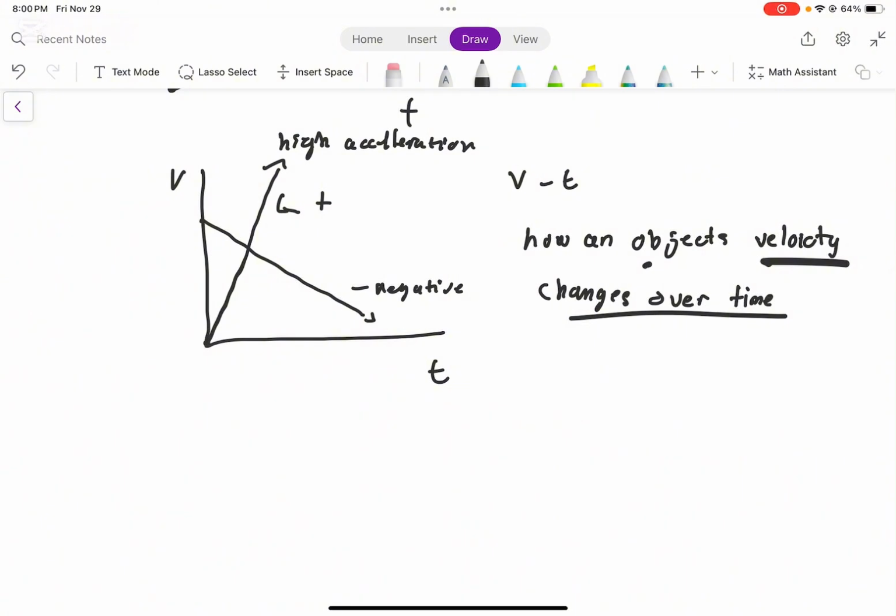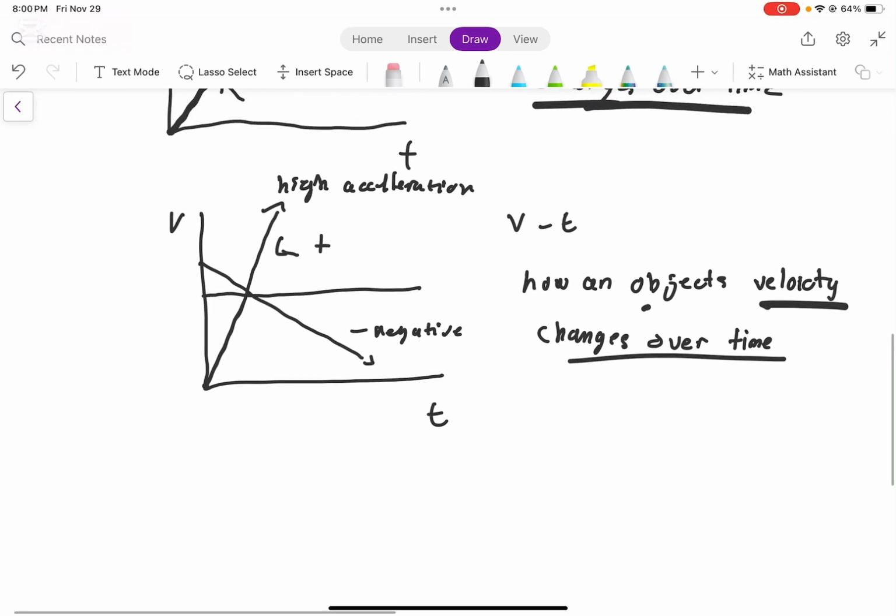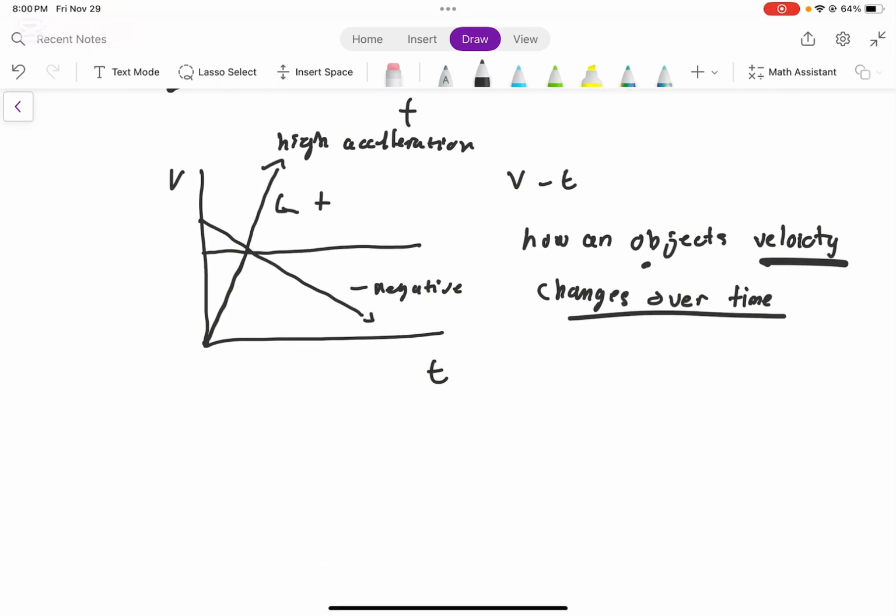But one of the differences between a DT and VT graph is that on a DT graph, when we had a straight line, it meant that the object wasn't moving at all. Here, when we have a straight line, the object is moving, but at a constant velocity. So if you have a straight line, it means they're moving at a constant velocity. They aren't speeding up or slowing down, they're just moving at a constant velocity.